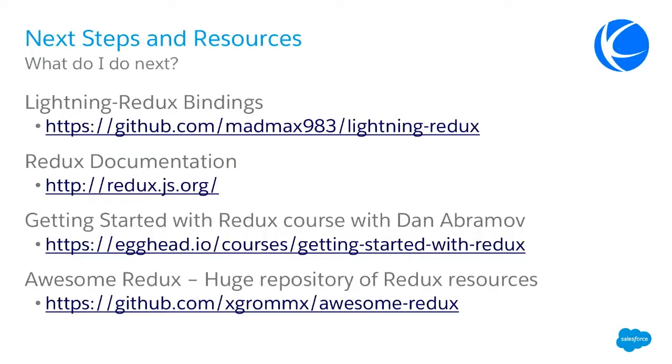Next steps and resources. I have my GitHub repo. It's madmax983 Lightning Redux. Why is my username madmax983? Because I'm a child of the 80s, and Jack Burton 983 was taken.